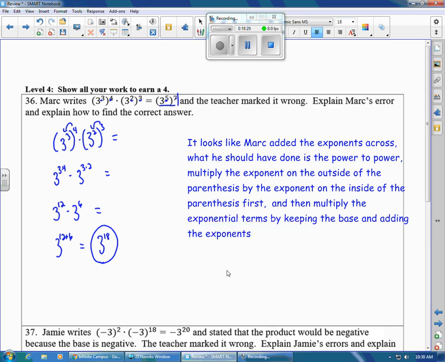You saw my process of coming up with the answer and making sure that it was fully explained. So I apologize that it was less than eloquent, but I've given you everything that you need to earn a 4 on this type of a problem. So you're going to do your power to power first, multiply that, and then you're multiplying those exponential terms, and when you're multiplying exponential terms, you keep the base and add the exponents. So I hope I've explained this thoroughly.